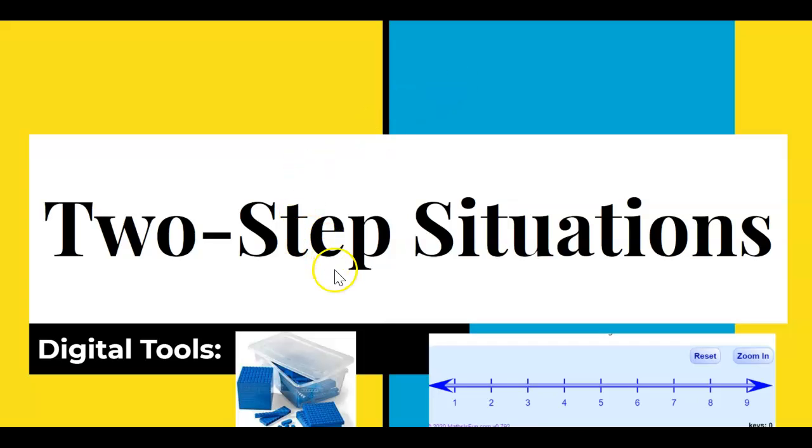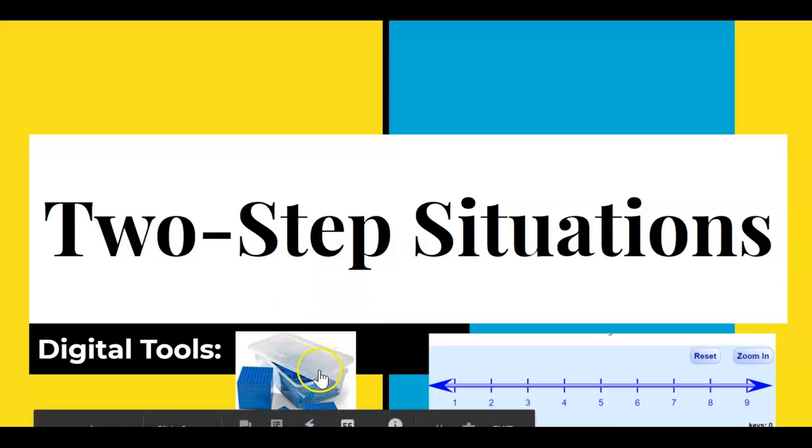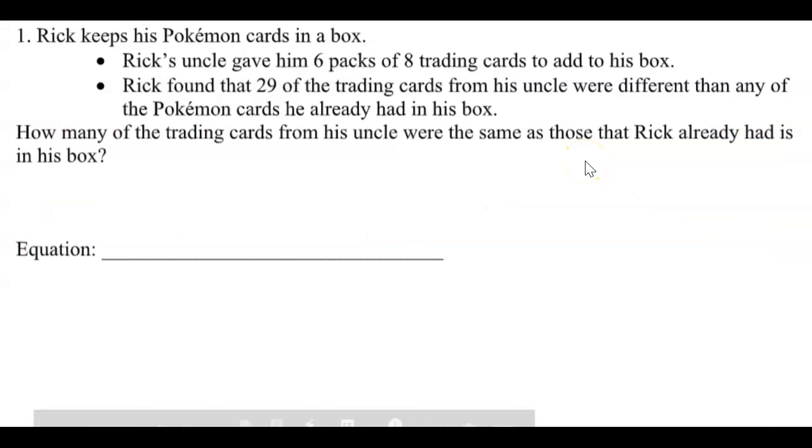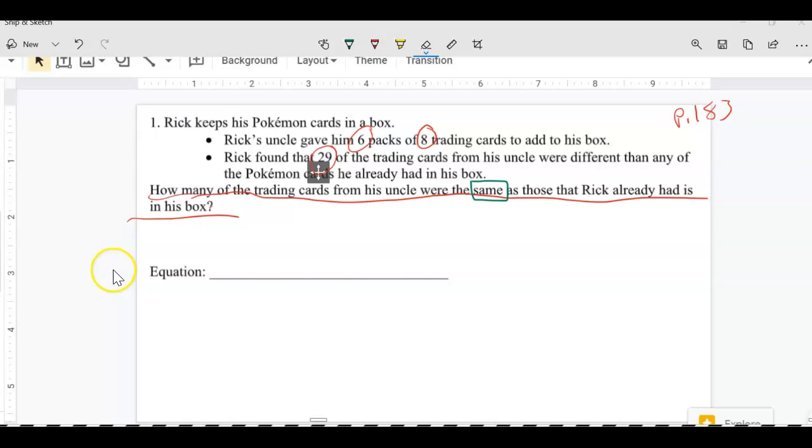Now on the next slide, I've got some tools that you can use to kind of help you solve those problems as you work them in your book. Okay, so these are some tools that can help you. We've got the base 10 blocks that can help you, and we've got a number line that you can use. We've already practiced with both of these, and we'll take a look at the first one here on that page 183. Okay, so this is the first problem on page number 183.